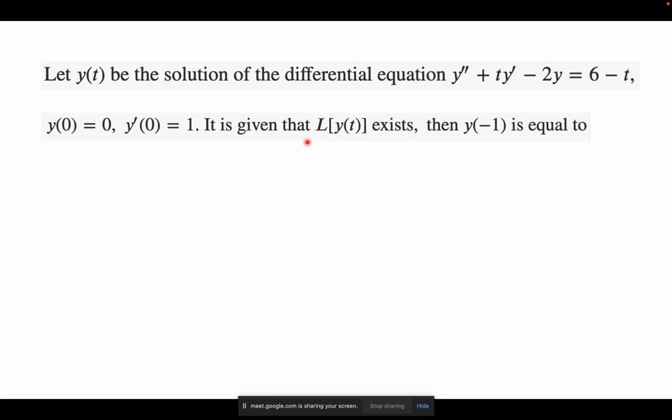Okay, 1 by s minus L of t. L of t means t power formula is applying. Yes. Okay. And why do you think this is given, that L of y of t exists? Only L of y of t is on the left side, and on the remaining right side the Laplace is applied.